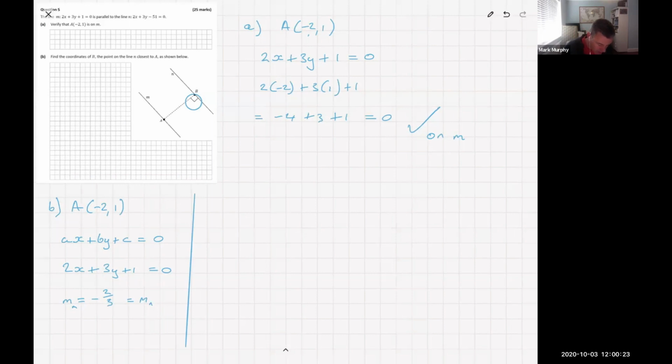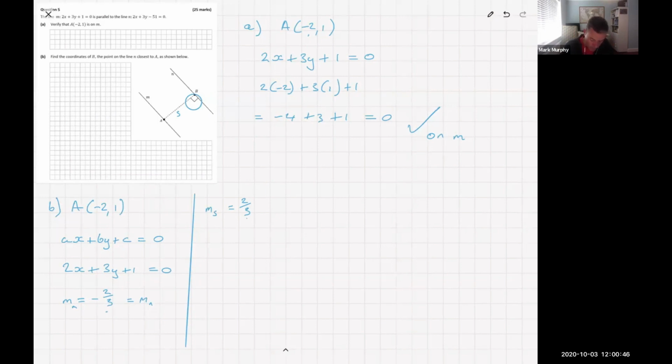We're looking for the slope of this line S. I'm going to call this line S, right? So the slope of line S is perpendicular to the slope of M. That means the slope of S multiplied by the slope of M is equal to -1. So in other words, we're going to say that the slope of S is equal to 2 over 3, because if you multiply 2 over 3 by -2 over 3, you get -1.